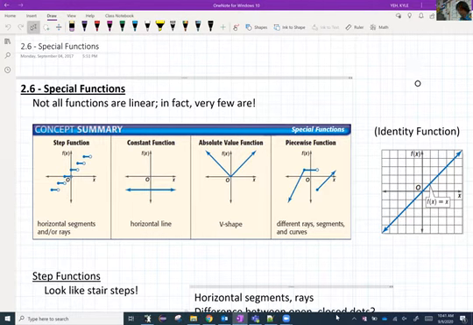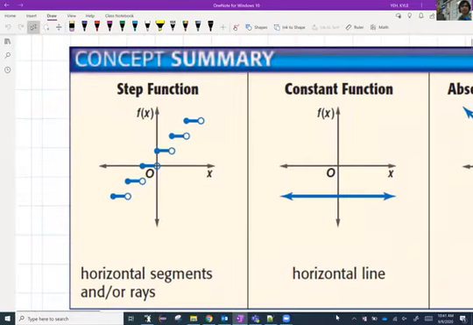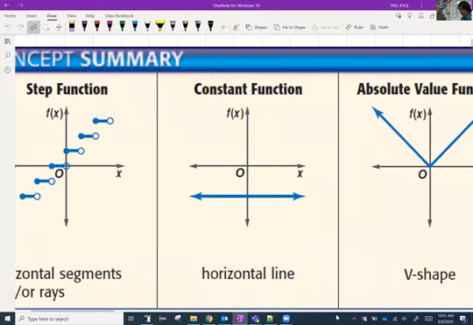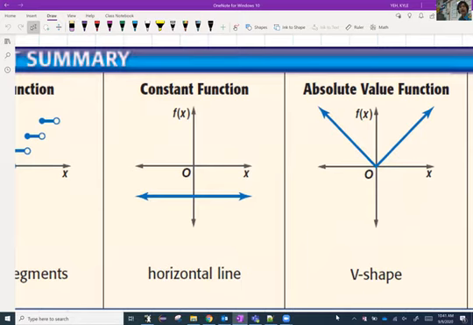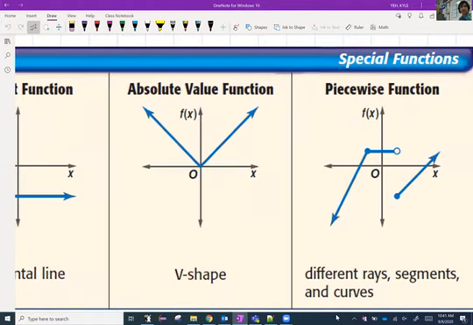So if you're looking here, the 5 we're going to cover are the step function, which is on the screen right now. You can see they kind of look like stair steps, hence the name. A constant function, this one is linear, just goes straight horizontally. Absolute value functions, if you ever wondered what absolute value would look like on a graph on a coordinate plane, that question will be answered today. It has that distinctive V shape, V for value.